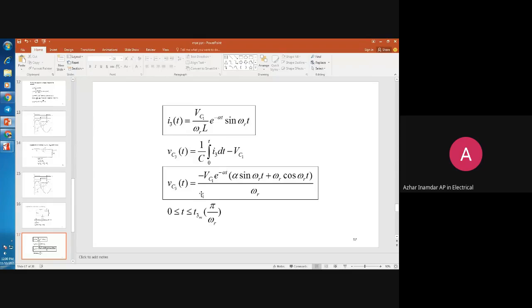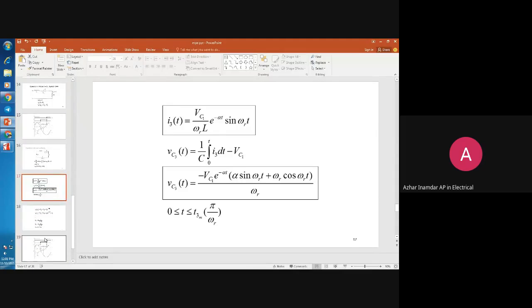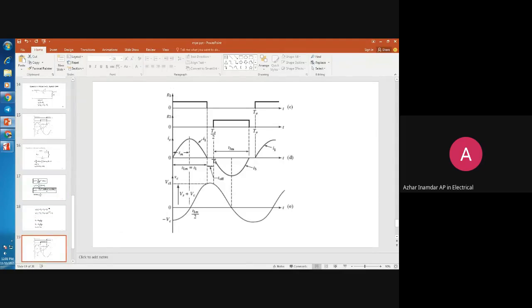Also Vc3 of t you can find, and this mode will exist from 0 to t3. So this is the third mode in which Q2 is turned on and a reverse resonant current flows through the load. By this we obtain the reverse current, the reverse sinusoidal.